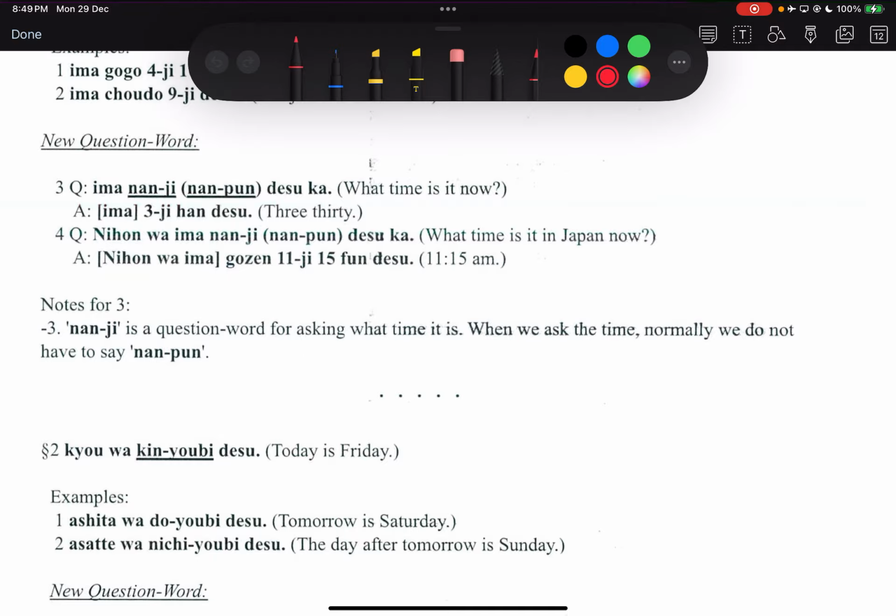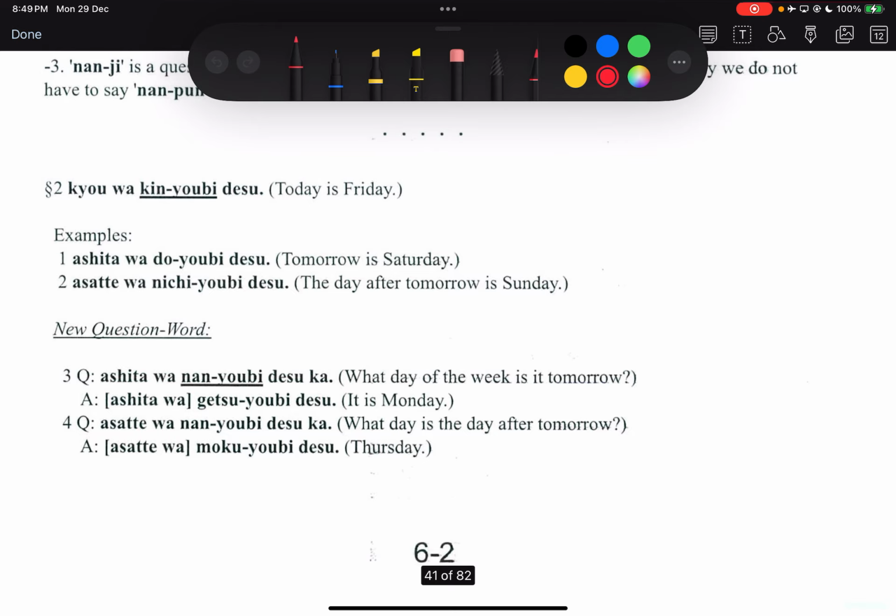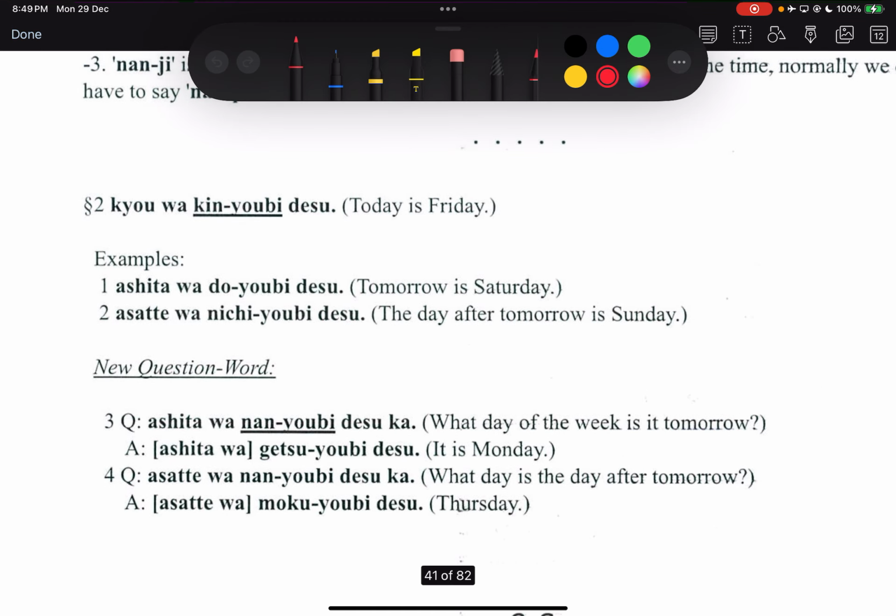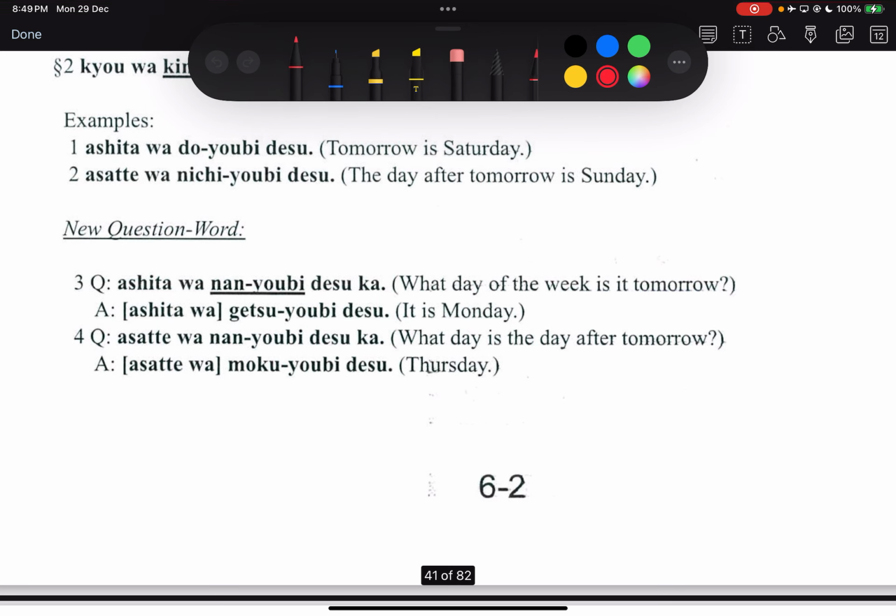Okay, number 2. 今日は金曜日です。So 金曜日 simply is the same as what we have learned with wa. 今日 is our today, so it's our subject. So about today, today is 金曜日, Friday. Okay, today is Friday です。Very simple. Example, 明日は土曜日です。So tomorrow is Saturday. 明後日は日曜日です。So the day after tomorrow is Sunday.